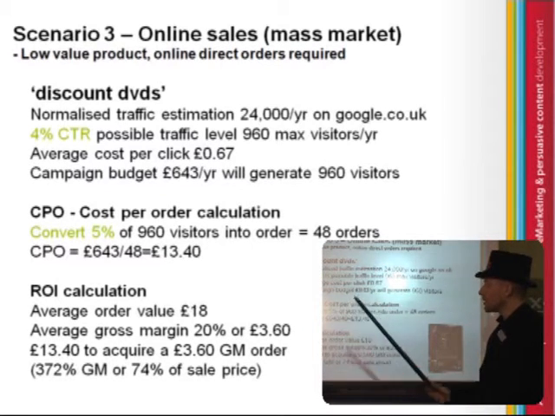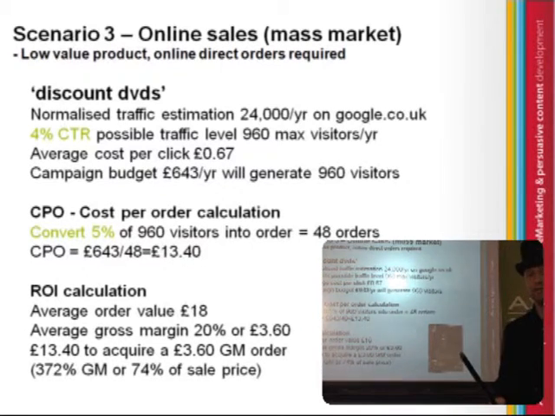Cost per order. If you convert 5% of those visitors, so 1 in 20 people who actually arrive at your website are convinced enough to place an order, you will get 48 orders. Sounds okay, but your cost per order is then £13.40 to acquire that order. Let's look at the return on the investment.